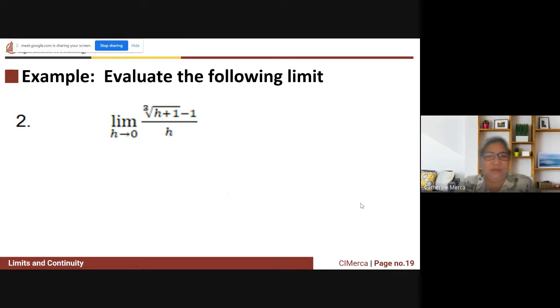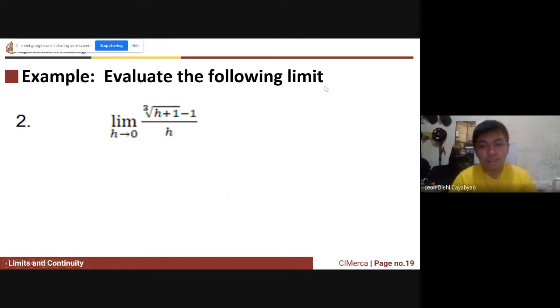The limit of the cube root of h plus 1, minus 1, all over h as h approaches 0. Kinsay makarecall sa special product formula sa cube? Anyone? Hello? Are you still with me, class? Naay makarecall sa special product formula? Anybody? Kuan ma'am, x minus y times x squared plus 2xy plus y squared.